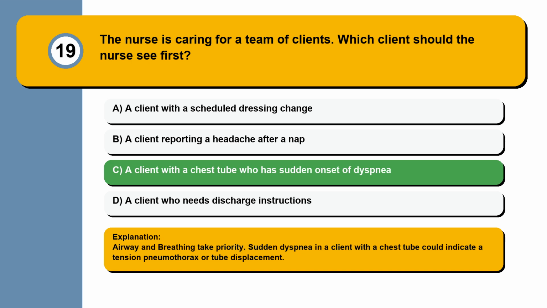Airway and breathing take priority. Sudden dyspnea in a client with a chest tube could indicate a tension pneumothorax or tube displacement.